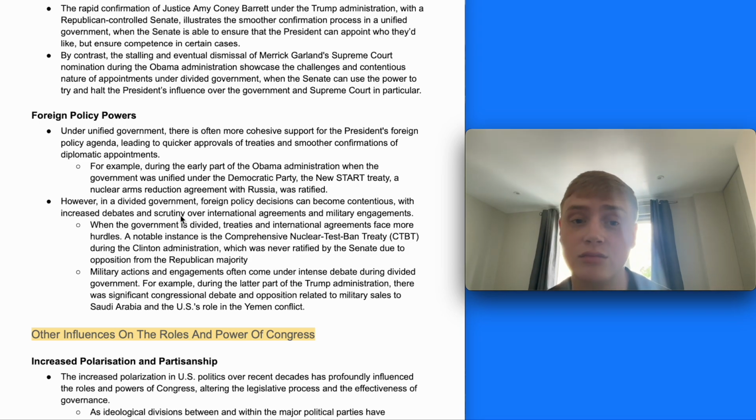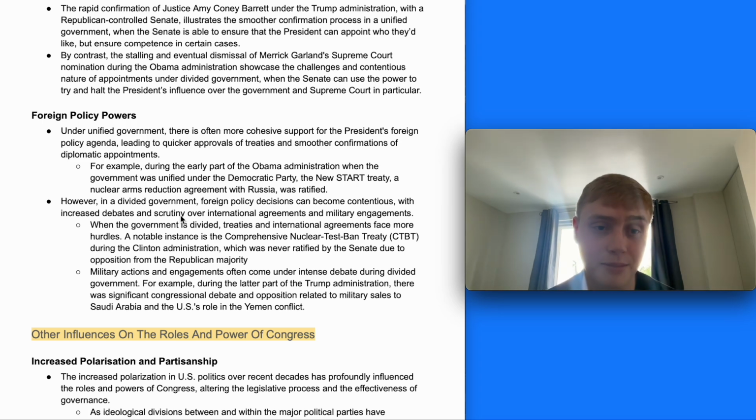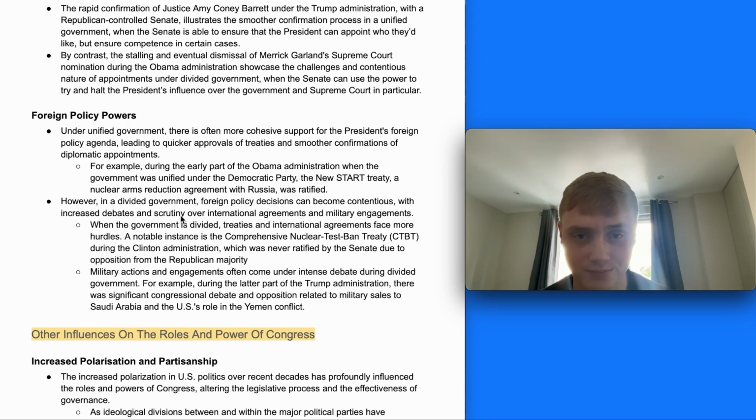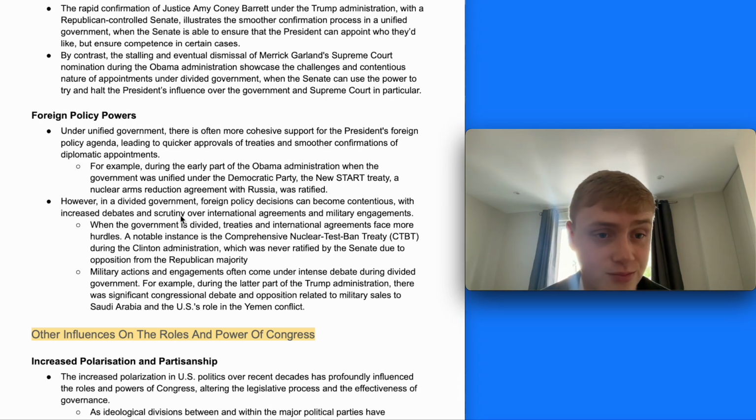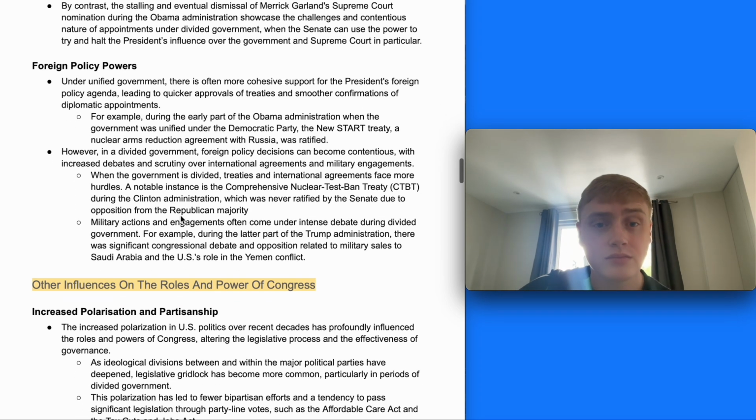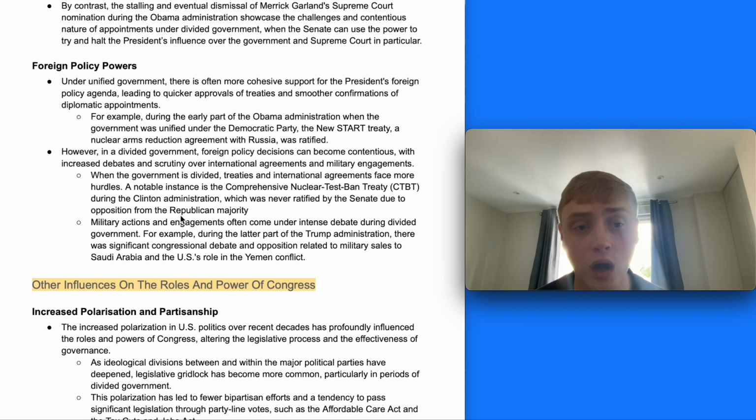However, in a divided government, foreign policy decisions can be contentious, with increased debates and scrutiny over international agreements and military engagements. So when the government is divided, treaties and international agreements face more hurdles. You can see that in the Comprehensive Nuclear Test Ban Treaty during the Clinton administration, which was never ratified by the Senate, partly due to the fact that there was a Republican majority.